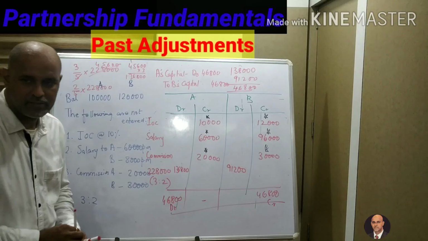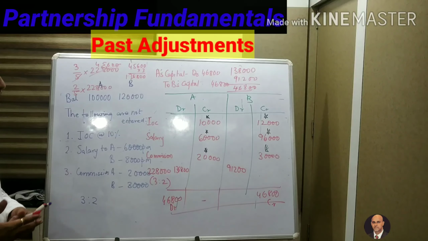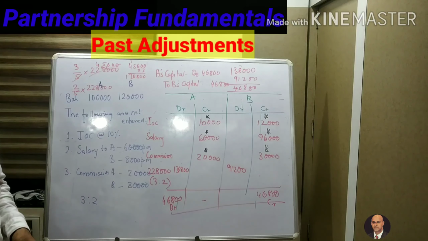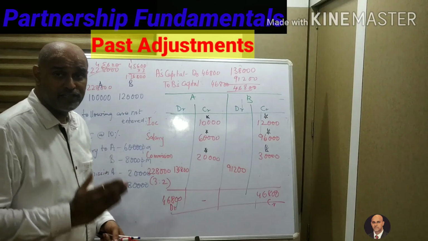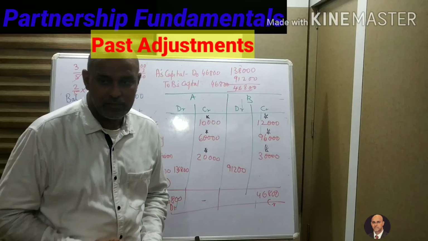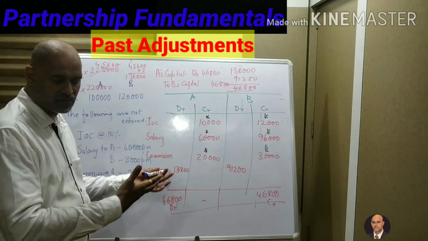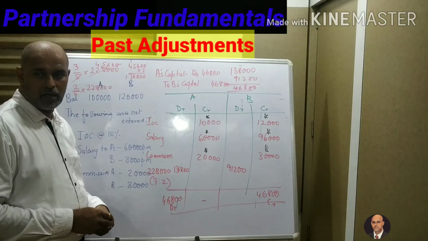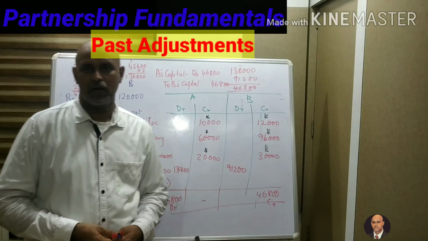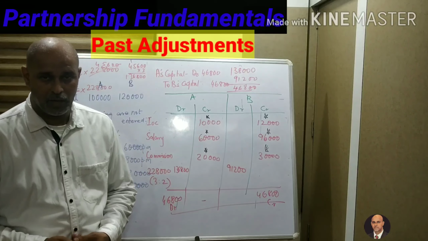A slight comprehensive sum. We can further take up the level of this comprehension by including drawings and interest on drawings, and also change in the interest on capital. I hope this small part of fundamentals has gone into your mind. If there are any problems, please revert back to me. I shall be obliged, and it will be my pleasure to help you out.